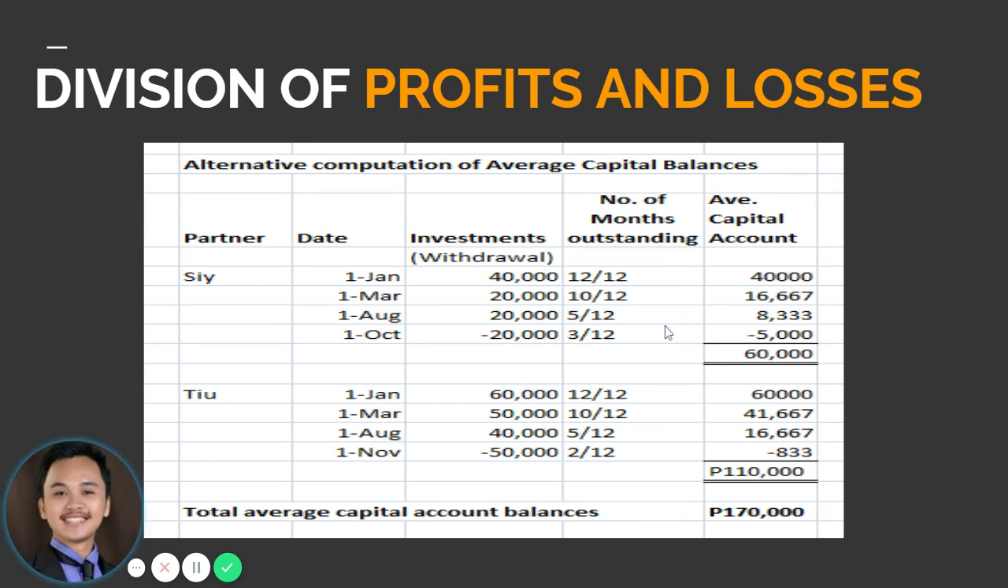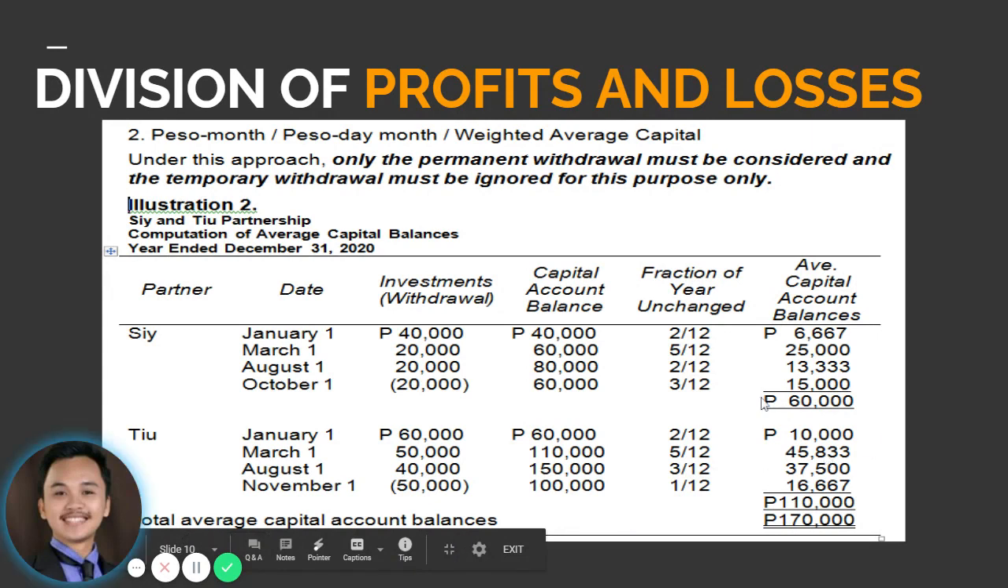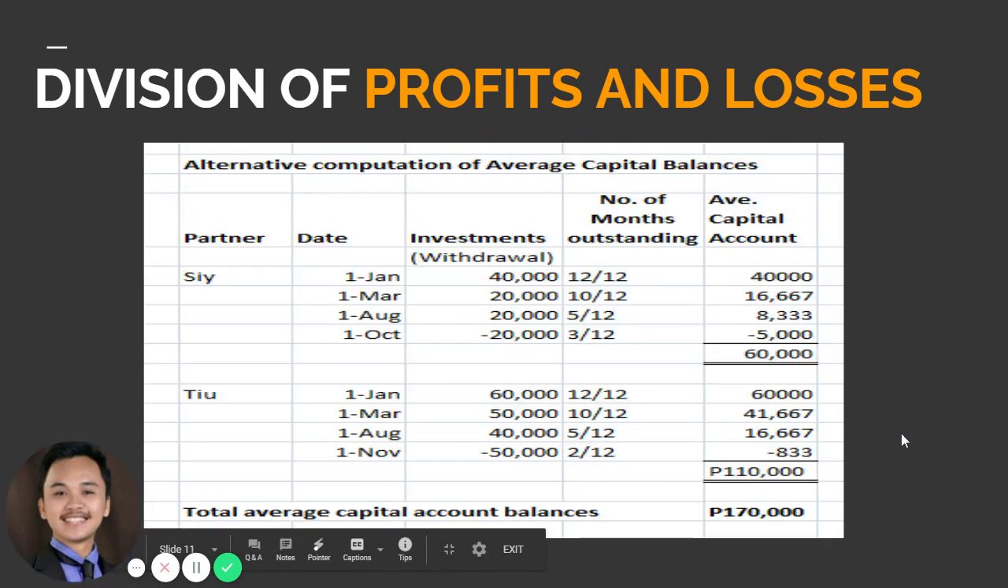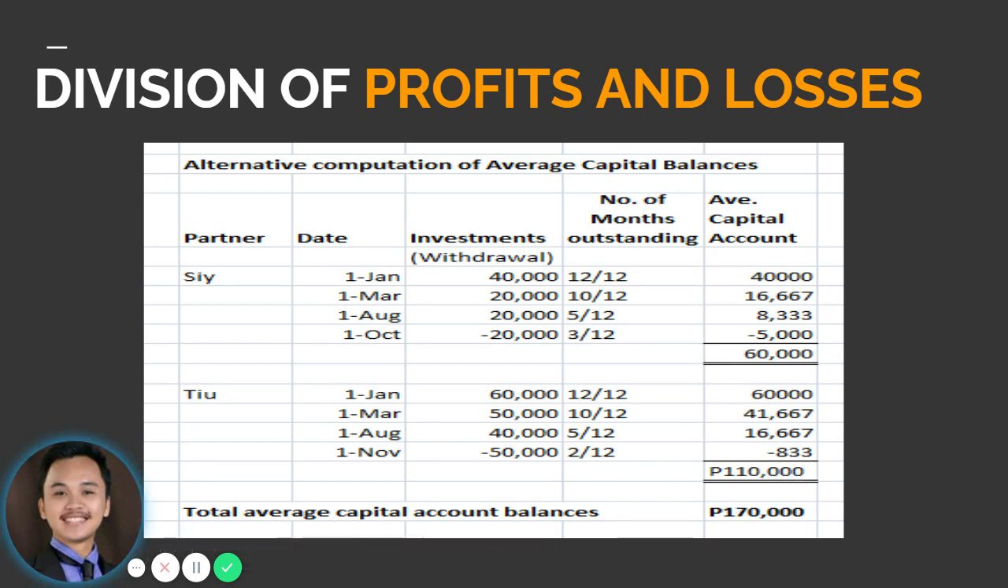So again, since it's a withdrawal, it will be deducted to compute for your average capital account. So it gives you 60,000. So if you have noticed, under this method, it will still give you the same average capital balance as using the previous one. Using the previous one, we have here 60,000 and 110,000 for C and Chu respectively. And under the alternative method, it will still give you 60,000 and 110,000. But again, it requires lesser analysis in computing for your average capital balances.